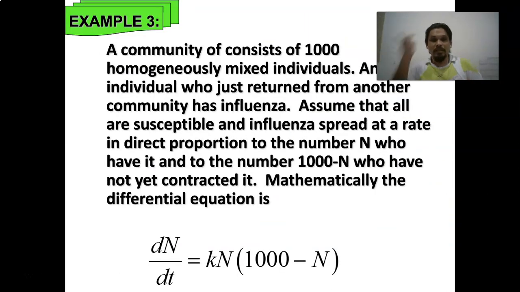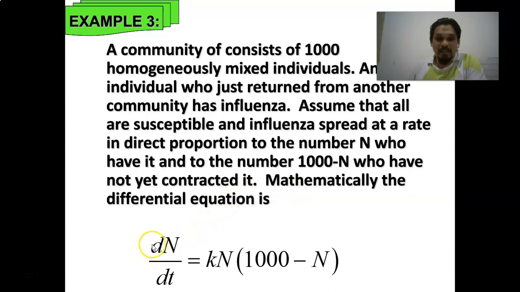Okay, a community consists of 1,000 homogeneously mixed individuals. An individual who just returned from another community has influenza. Assume that all are susceptible and influenza spreads at a rate in direct proportion to the number n who have it and the number 1,000 minus n who have not yet contracted it. Mathematically, the differential equation is given here.